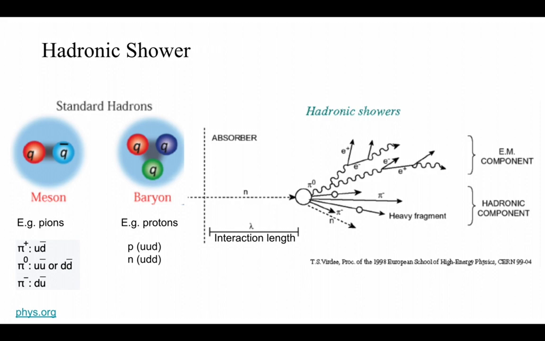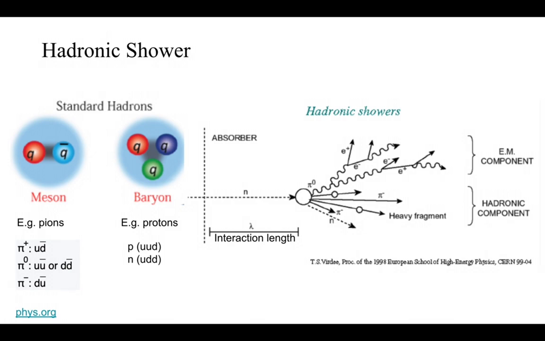The famous example for baryon is proton. Proton is composed of u u d. The other famous example of baryon is neutron, which is composed of a u quark and 2 down quarks. When a hadron interacts with materials, it will initiate a hadronic shower.